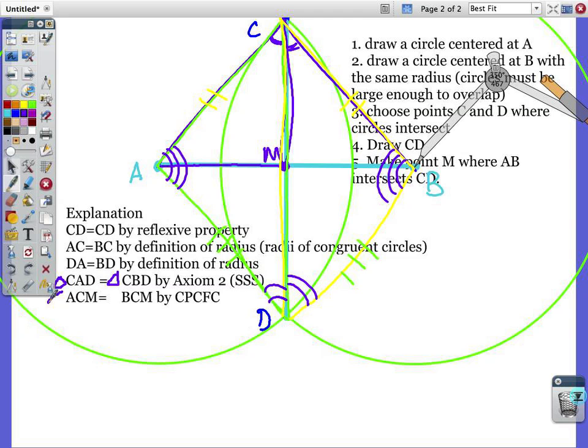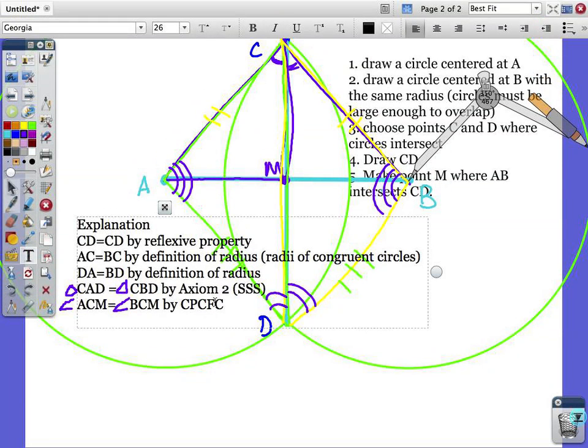Then we know that CM is congruent to CM. Why? By reflexive property. Okay, and then we already said that AC is congruent to BC. So that's the first side. And then we have this angle. And then here's our second side, CM and CM.